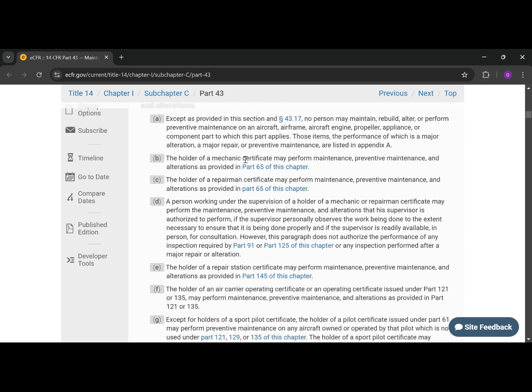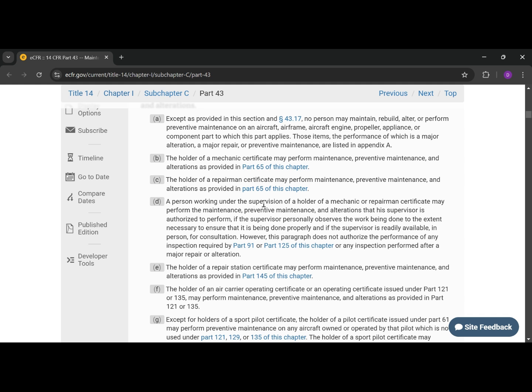The holder of a mechanic certificate may perform maintenance, preventative maintenance, and alterations as provided in Part 65. So a mechanic can perform maintenance on an aircraft. The holder of a repairman certificate may perform maintenance, preventative maintenance, and alterations as provided. So a repairman can as well.